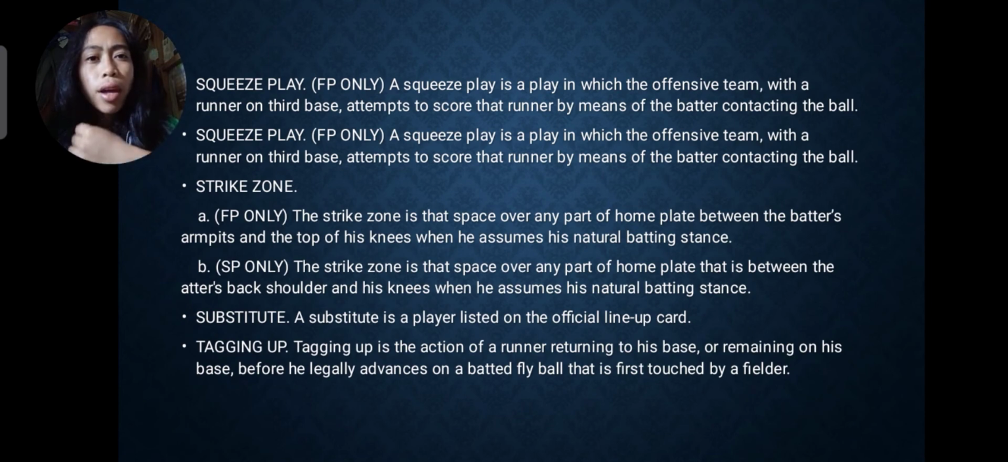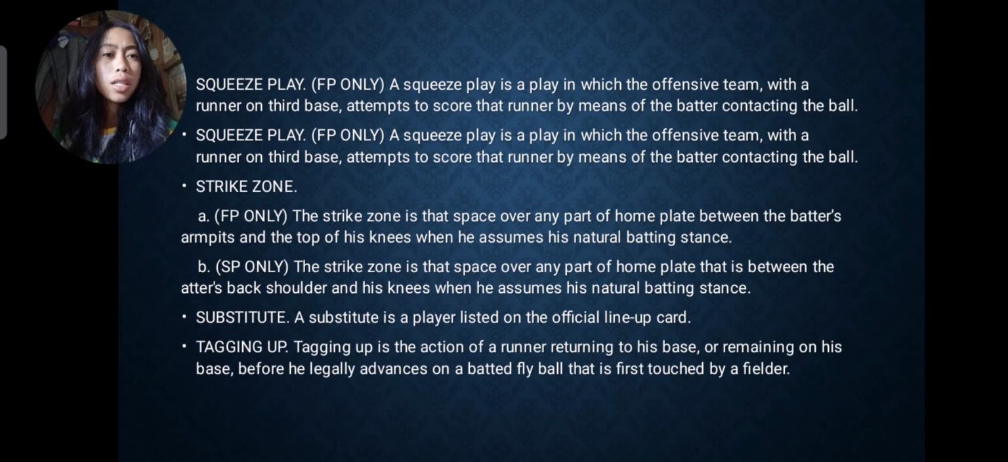Next, strike zone. Strike zone is that space over any part of the home plate between the batter's armpits and top of his knees when he assumes his natural batting stance. Then substitute is a player listed in the official lineup card.